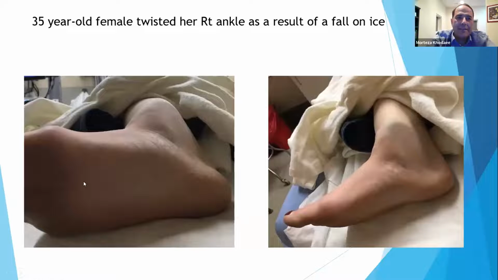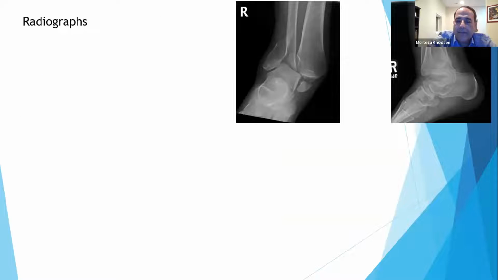Similar case. This was a 35-year-old lady, just coming off her car, and there was ice. She didn't see it, twisted her ankle, and just presented to urgent care with this. So you look at this, there's a significant deformity, so something is going on. Neurovascular status was intact. And then this is the X-ray.